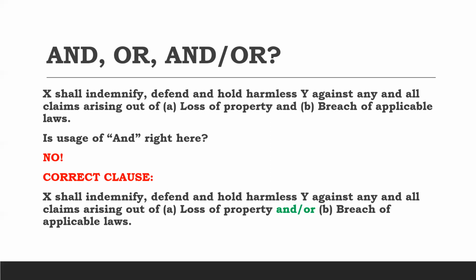So for example, if X has done something which causes loss of property as well as breach of applicable laws, then he'll indemnify for both. If he has done something where either of the two is being breached, then he'll indemnify for either loss of property or breach of applicable laws. So therefore, in indemnity clauses especially, an and/or should be used when demarcating the grounds of indemnity. A similar usage should also be used when you are defining misconduct typically. So an and/or clause, because if someone has engaged in two events of misconduct, then that's how it's going to be covered.